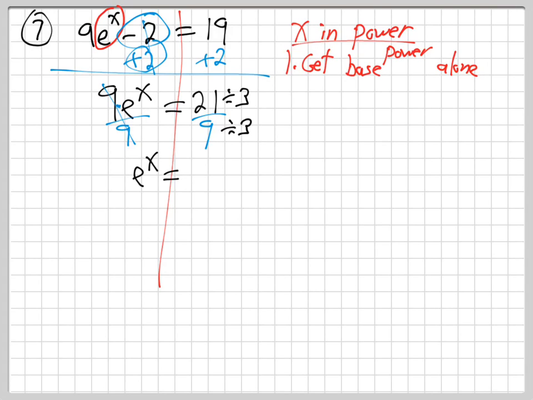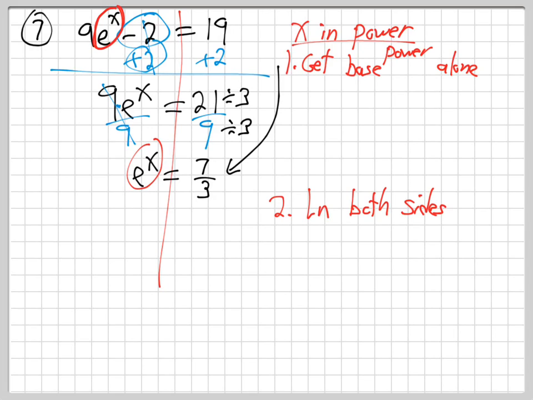Divide by 3, top and bottom, 7/3, right? Okay, so that's all step 1. See how from the beginning I circled this e to the x and we did all that work to get him alone. That's been step 1 all along. We just had more of it in this problem than the others. So step 1, get the base to the power alone. Step 2, ln both sides.